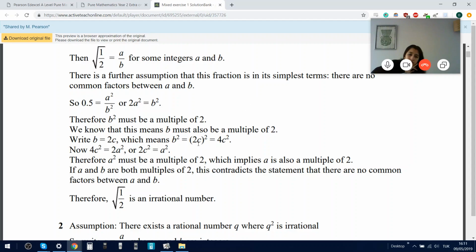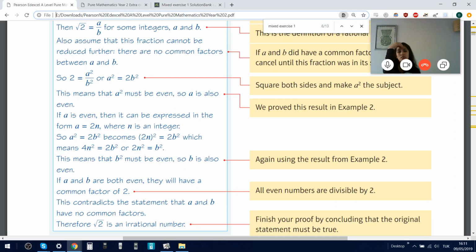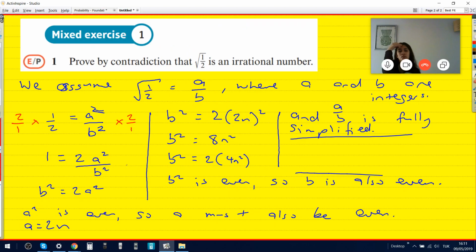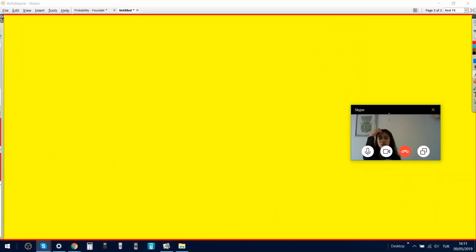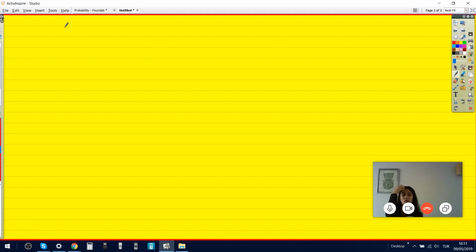They used c instead of n. Therefore, a is a multiple of 2, and they did b first and a second. If both a and b are multiples of 2, this contradicts the statement that there's no common factors, or that it's fully simplified. Therefore, it's irrational. So first you let it be equal. So if we have to prove that it's irrational, we first assume that it's rational. And a rational number can be written as a fraction with integer over integer.